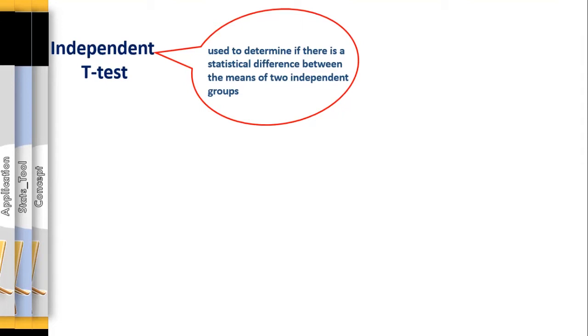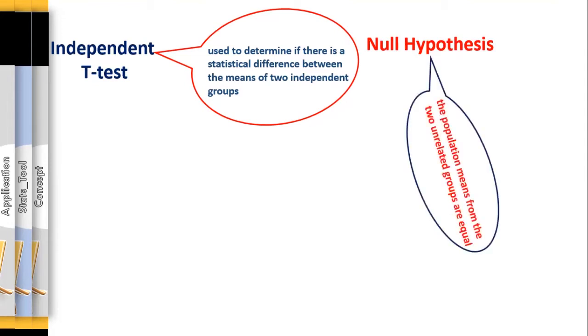In order to be able to confidently say yes or no, we need to undertake what we call the independent t-test. And the independent t-test will be able to tell us if there is a significant difference between these two means. Now, in doing that, there is always a null hypothesis that is being tested. And that null hypothesis states that the population means from the two unrelated groups are equal.